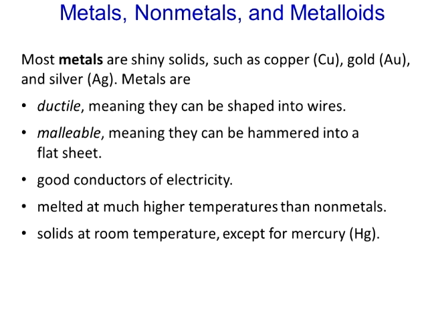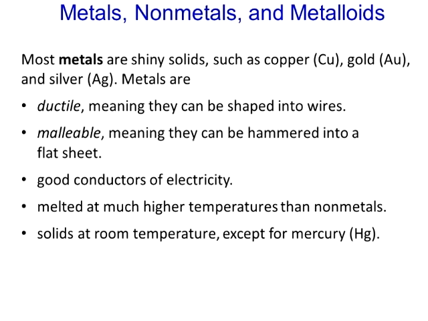Let's talk now about some of the properties of these metals, nonmetals, and metalloids. Most metals are shiny solids, such as copper, gold, and silver. Metals are also ductile, meaning they can be shaped into wires, which is one of their major uses, to make wires for electronic applications. They're malleable, meaning they can be hammered into flat sheets, and that happens a lot in metalworks areas where they will hammer the metal into some shape.